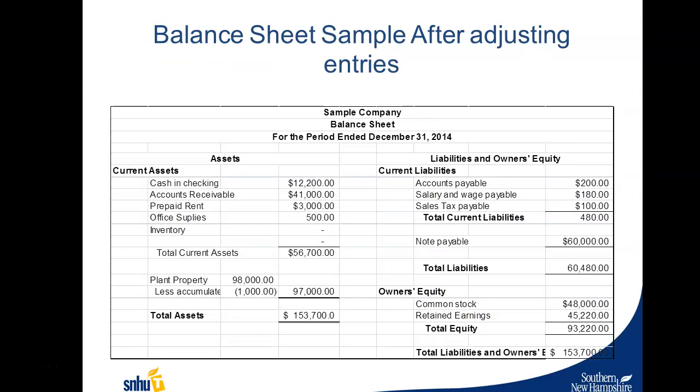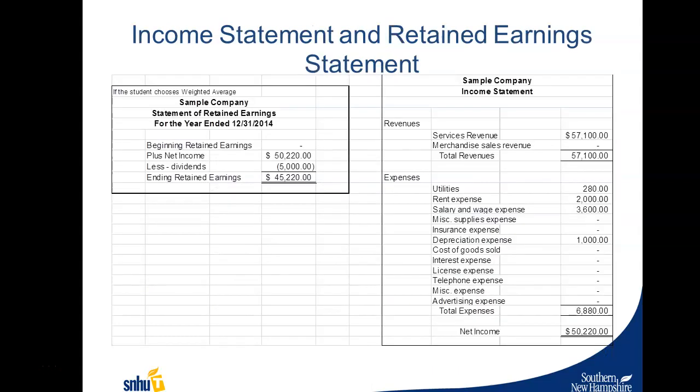And here is a copy or an example of what a balance sheet looks like. Remember, your assets of $153,700 have to be the equivalent of both your equity and your liabilities. Very, very important for good form in your balance sheet. And here is a copy and a very good idea of what your revenues, your income statement would look like, and your statement of retained earnings.